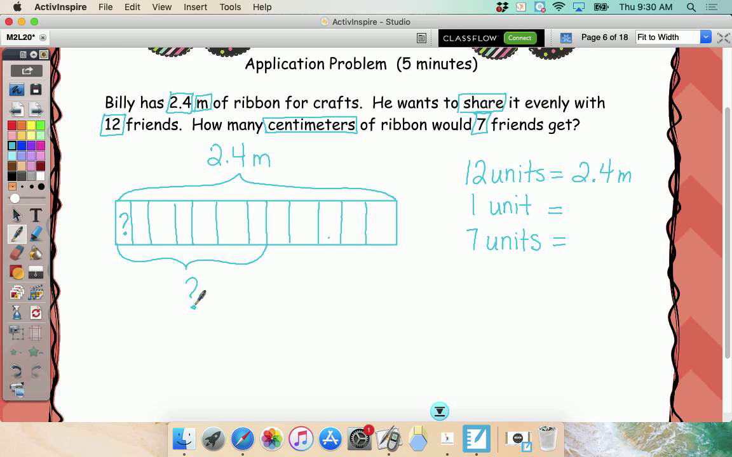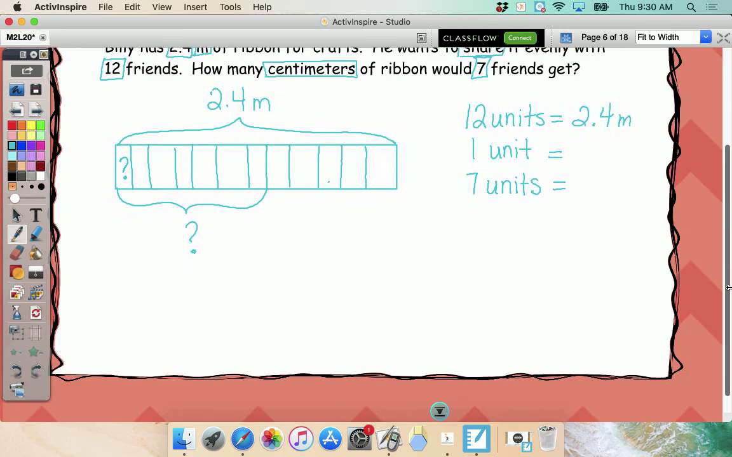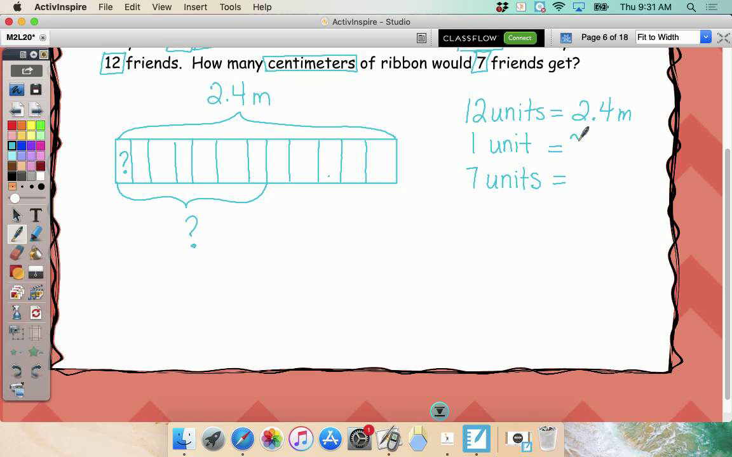Okay? So what do you think I'm going to do here to solve 2.4? Huh? Okay, well, it says share. Divide. So I'm going to do 2.4 divided by how many boxes? 12. Now, I think it might be easier to take this and change it to 24 tenths. Okay? So 24 tenths divided by 12. What would that be? 2 what? 2 meters. Okay. What? Write this down.